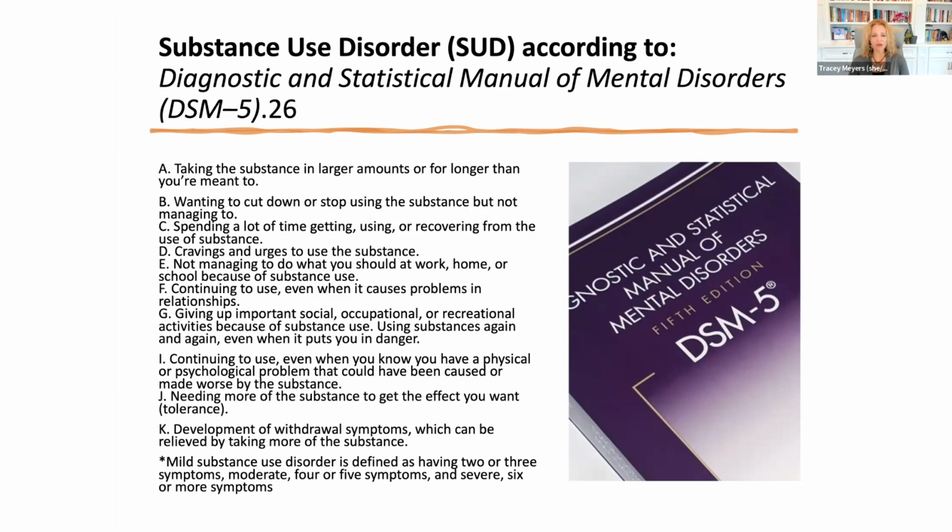G, giving up important social, occupational, or recreational activities and using the substances again and again, even when it puts you in danger. Continuing to use even when you know you have a physical or psychological problem that could have been caused or made worse. Needing more of the substance to get the effect you want, what we call tolerance. And finally, the development of withdrawal symptoms, which can be relieved only or most commonly by taking more of the substance. So looking at these, and not only how many, but how they change over time.